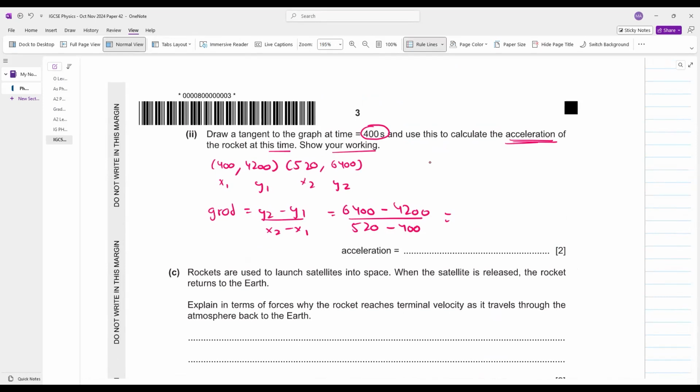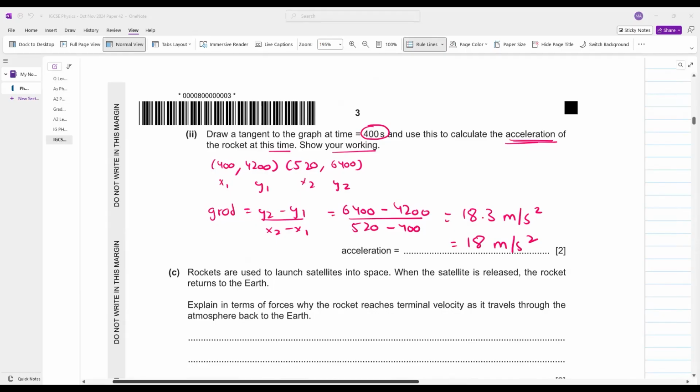Yes. 4200 divided by 0 minus 400. The acceleration comes out to be 18.3 meters per second square. If I round it off to two significant figures, 18 meters per second square. Simple, nothing complicated, very easy.